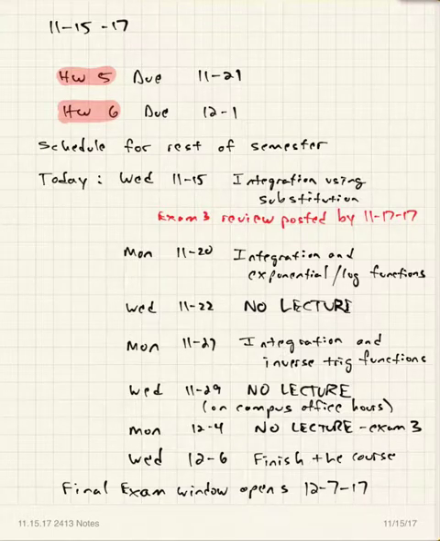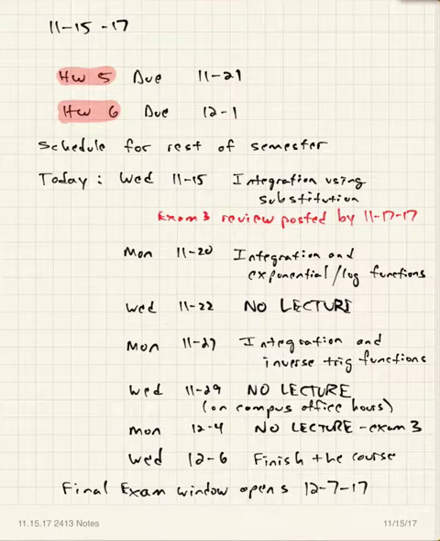This is our schedule for the rest of the semester, pretty much. Today, we're going to look at integration by substitution. We'll do a little bit of reviewing of an application at the beginning of class today, and then we'll go on and look at integration using substitution.